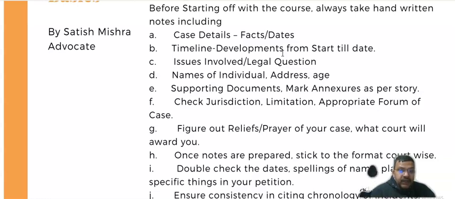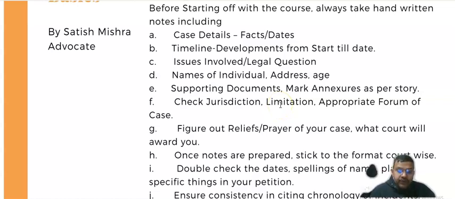Okay, see, legal question is what is the position of law on a particular issue. You need to understand it might change from day to day. It can be prospective, it can be retrospective, what it covers. So we need to do research, you need to have an understanding of the law at that point, and then you have to address it in your petition. Now I've covered names of individual, address, age on the top. Supporting documents: mark annexures as per story.